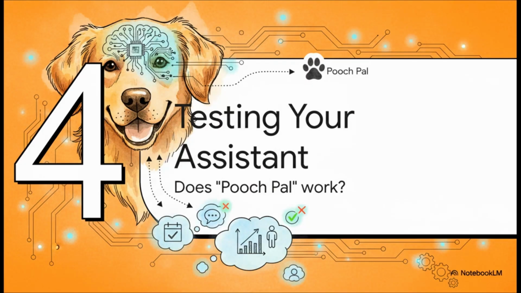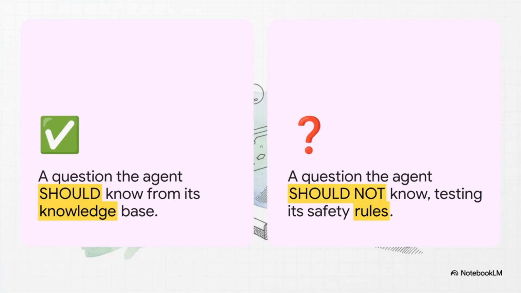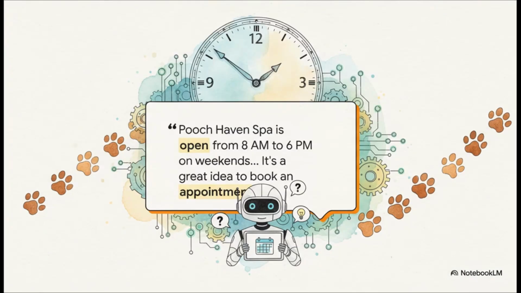So we've built our agent, and we've given it a brain. Now for the moment of truth. It's time to test Pooch Pal and see if it actually works. And, more importantly, if it follows the rules we so carefully laid out for it. And to do this right, we're going to run two different tests. First, we'll ask a question it should know the answer to, based on the documents we gave it. And then, we'll throw it a curveball, something it shouldn't know, to check if it follows our safety rule about not making things up.